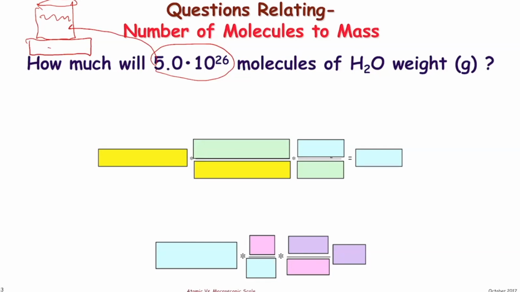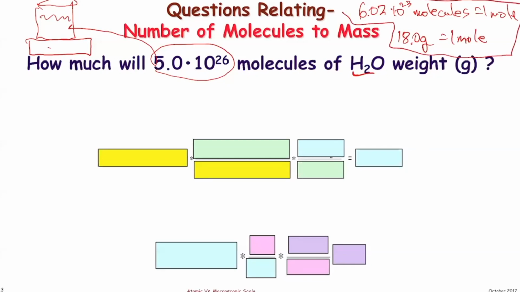The first thing that you need to remember is Avogadro's number, 6.02 times 10 to the 23rd molecules equals 1 mole. You need to remember that. Then you're dealing with water. What is the molar mass of water? Water has 2 hydrogens and 1 oxygen. That's 18.0 grams equals 1 mole. These are the 2 conversion factors that I need to solve this problem. Okay, so how do I start? The way I start is I use this number first.